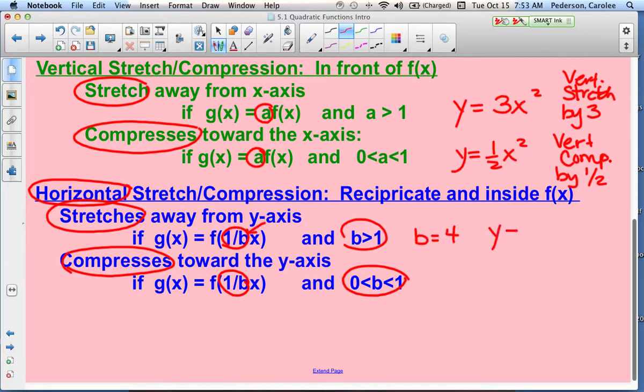So something like this, y equals 1/4 x squared. You're flipping it, reciprocating it, and that's why I have in here reciprocate, and it's inside the function. You would say it is a horizontal stretch by 4.